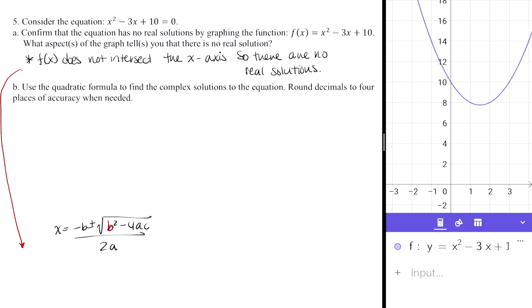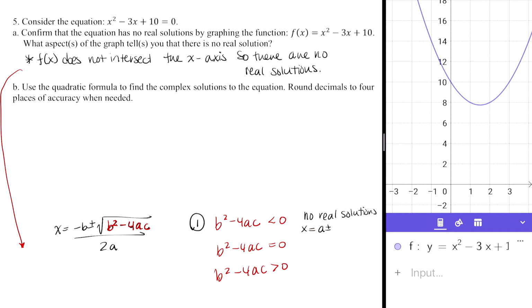Well, here's the important part. So there are three possibilities. b squared minus 4ac is less than 0. b squared minus 4ac equals 0. And b squared minus 4ac is greater than 0. So in this first case, and let's call this case 1, we have complex solutions. So no real solutions. So you're going to have something of the form x equals a plus or minus bi. Those will be your solutions.